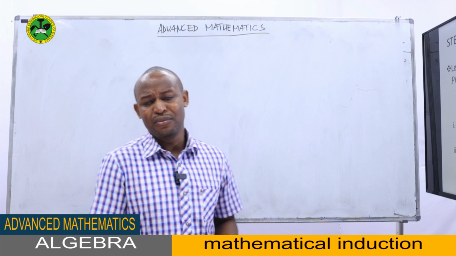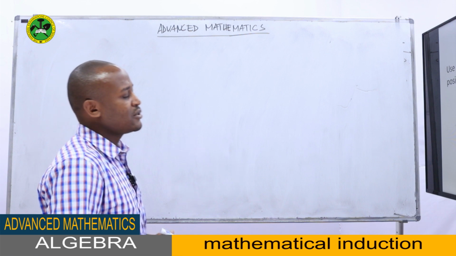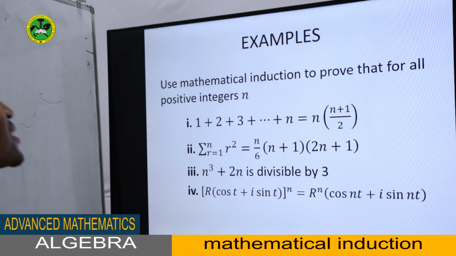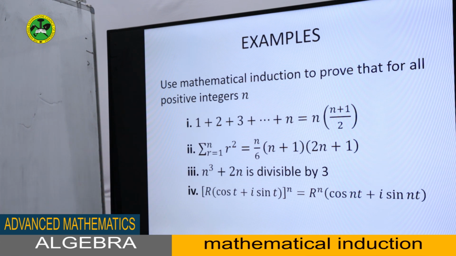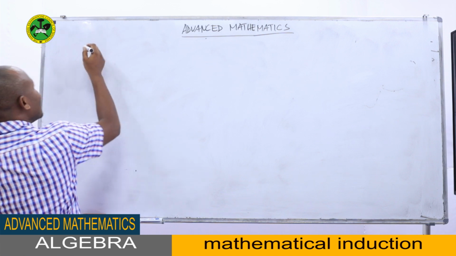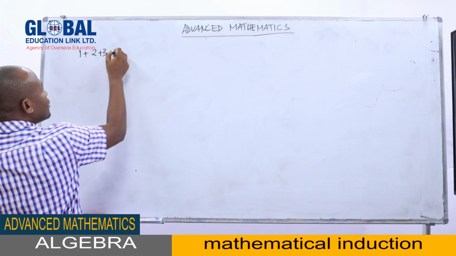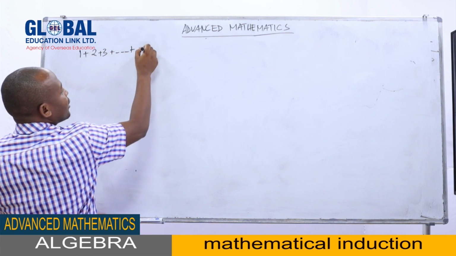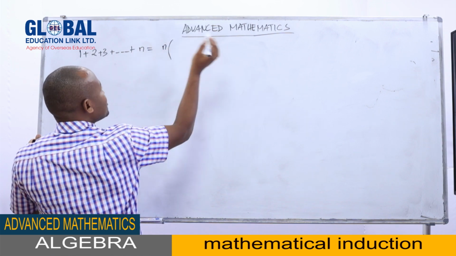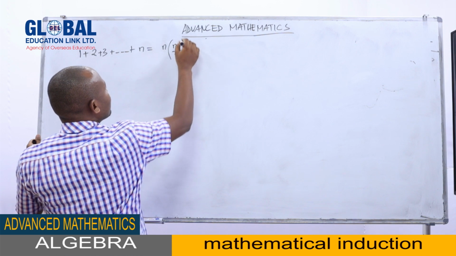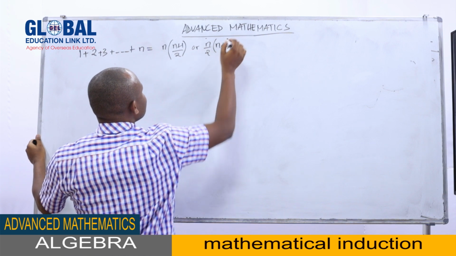Now let's check some few examples. You may be asked a question like this: use mathematical induction to prove that for all positive integers n, we have that the sum equals n(n+1)/2. That means the question says you have to prove by mathematical induction. As it is written there, n(n+1)/2, but it can also be written like this and still remain the same. I do hope you understand that.